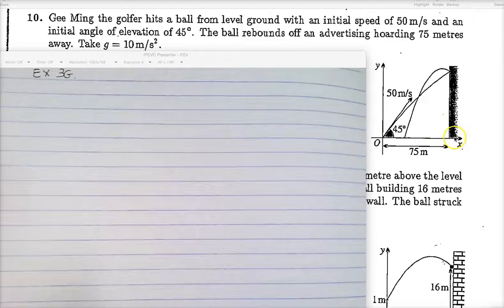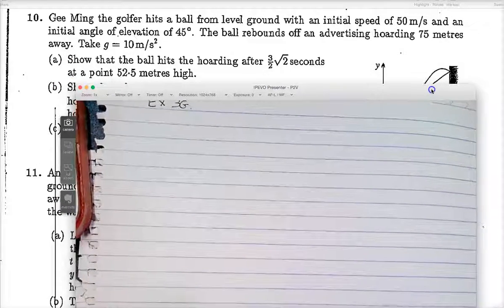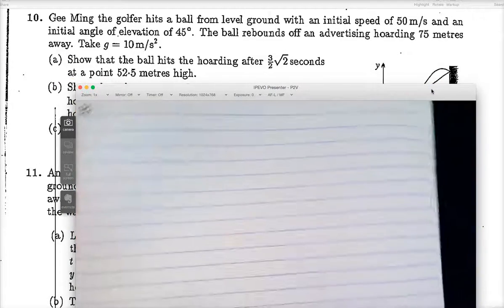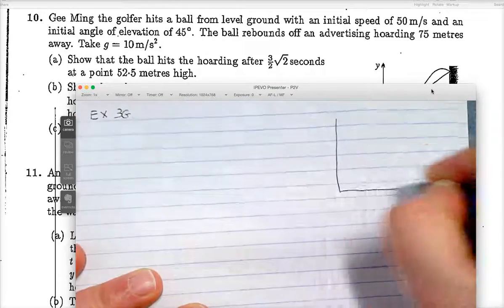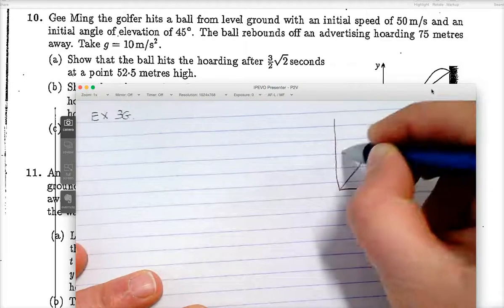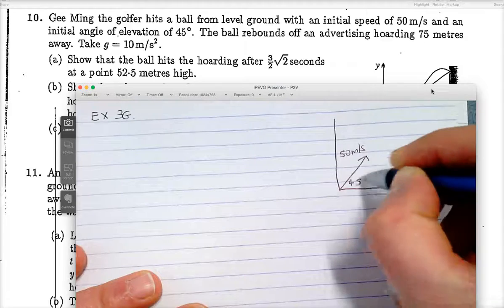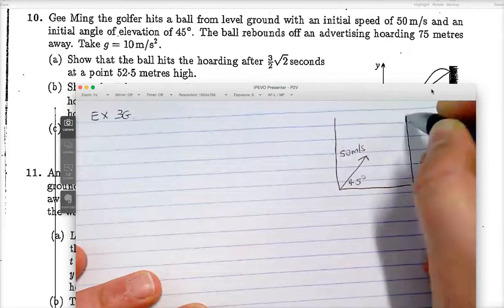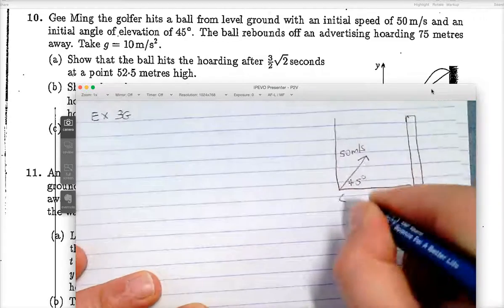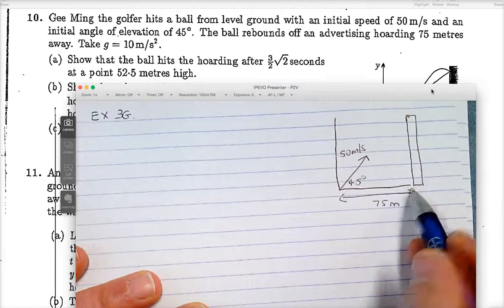So I'm going to draw it myself, okay? This is what we've got. The ball leaves at 50 meters per second at an angle of 45 degrees. It then hits a board, so we've got this advertising board over here, which is 75 meters away. So that tells you that x is 75.